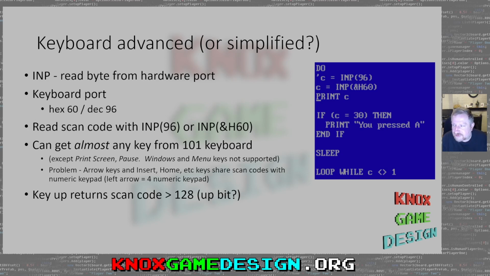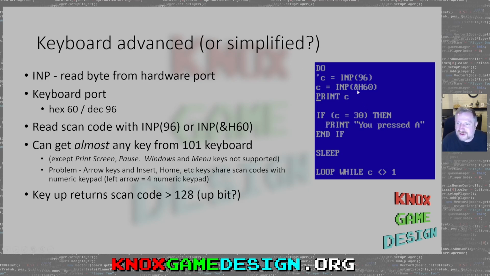I didn't even know what hexadecimal was when I was a kid, but you can see some examples of hexadecimal here. INP reads a byte from the hardware port, which I'm still really not clear about. I just know that this keyboard buffer hardware port is at location decimal 96, which is also hex 60, if you do the conversion. I did talk about converting between decimal and hexadecimal last month. So if you want to know all about converting between number systems, look at November 2022 Knox Game Design.